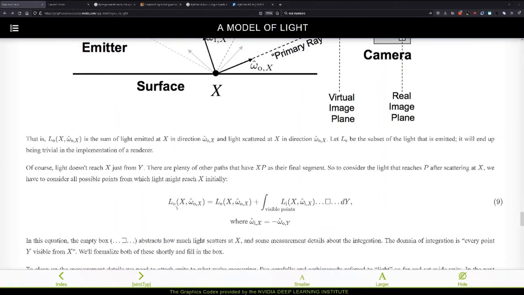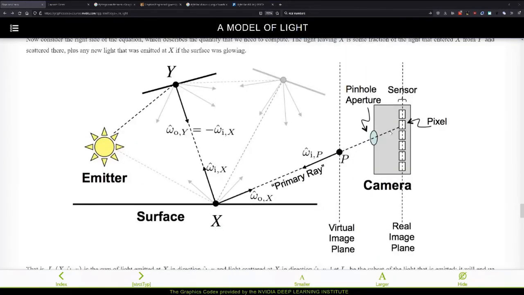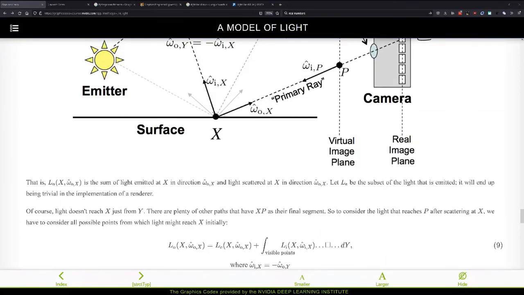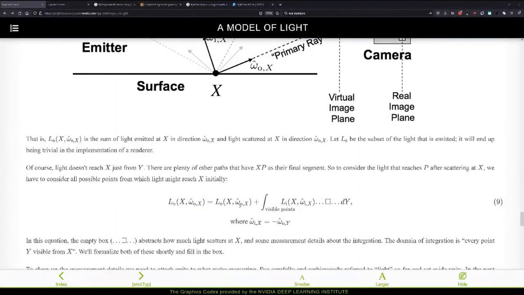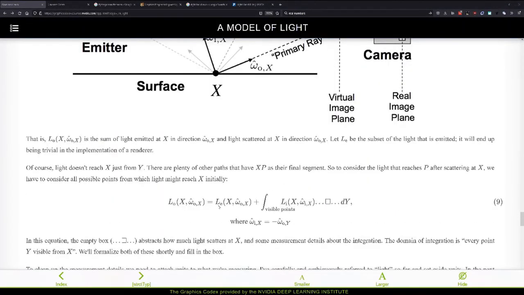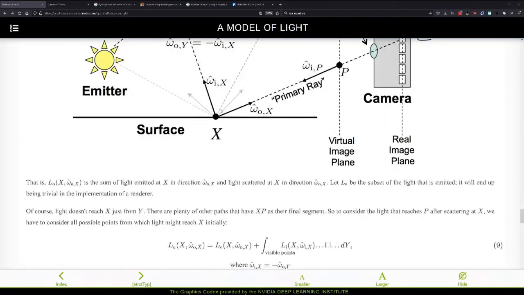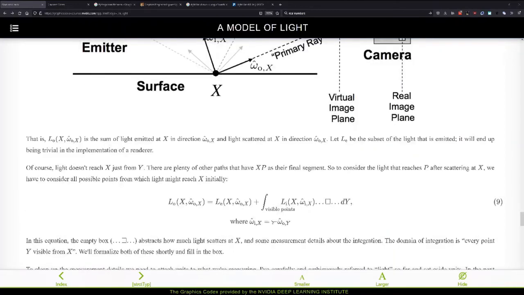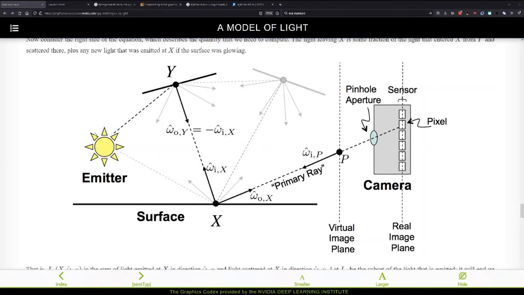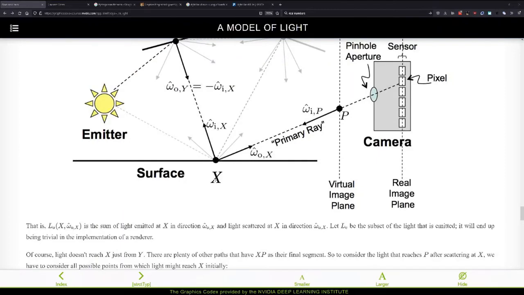So light out of X in omega direction of OX, which is the primary ray along our diagram, is equal to the light emitted from the light emitter. Is that the right word? No, is it? That's like emissive surfaces, right? Oh yes, I think that is the emissive surface. The light that X emits in the direction W of X, plus all of the incoming light from every possible place that light could hit X and scatter towards the primary ray.